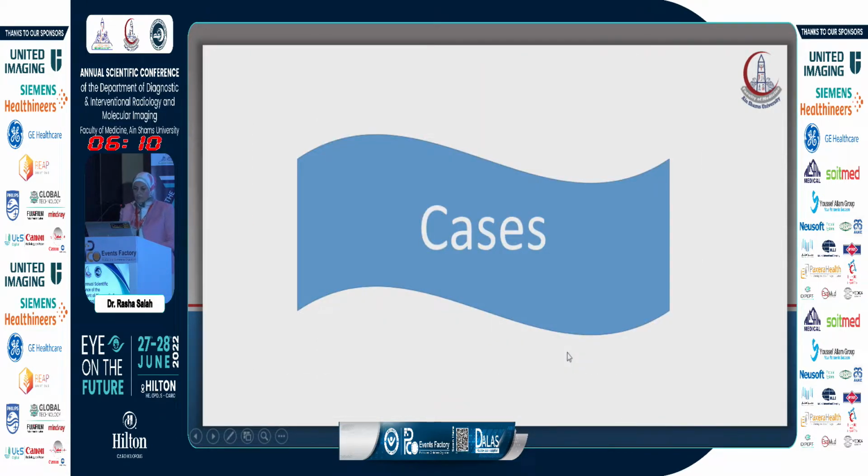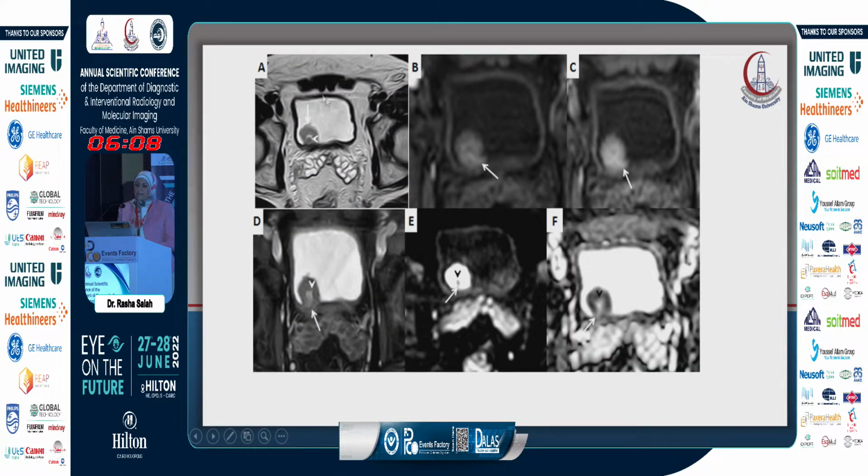Let's see some of our cases. This is a patient with this papillary lesion. This is the T2 weighted image. We can see that the muscle layer is completely uninterrupted with dark signal seen all around, with no suspicion that this lesion having any muscle invasive nature.